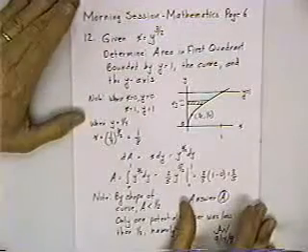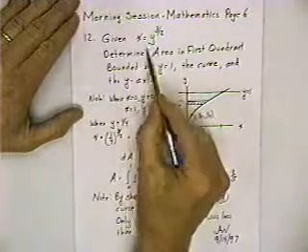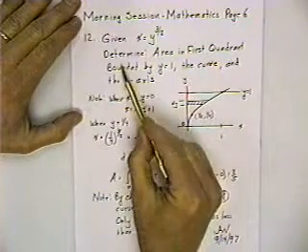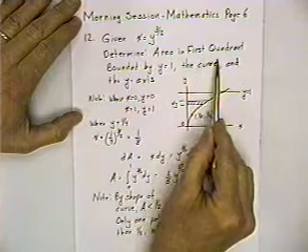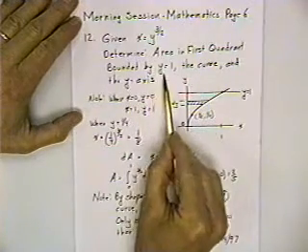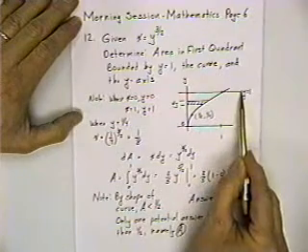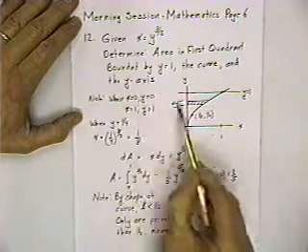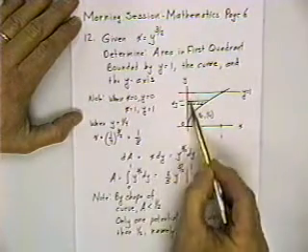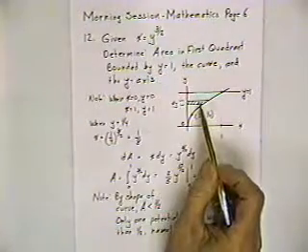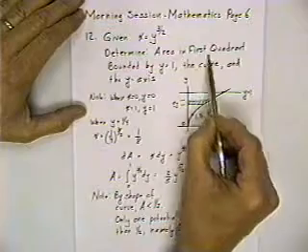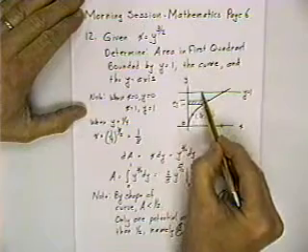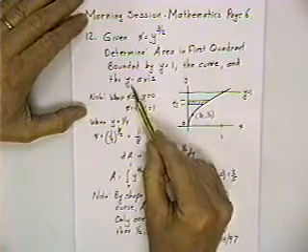Here's one that may take you just a little longer. We're given a curve, x is equal to y to the 3 halves, and it asks you to determine the area in the first quadrant bounded by y equals 1, the curve, and the x-axis. Let's see, I've got to read this again. Determine the area in the first quadrant. First quadrant is this one. Bounded by y equals 1, the curve, and the y-axis.